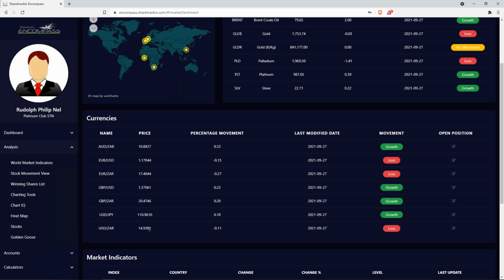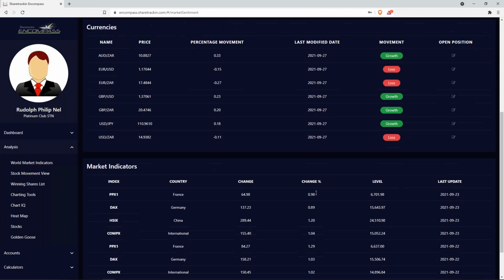Then the price towards what the rand is currently valued at, the percentage movement that it's moved, the last modified date, which will obviously be today, the movement of the currencies, and then on the right hand side, if you've got the Forex spot, you will be able to open positions on them.